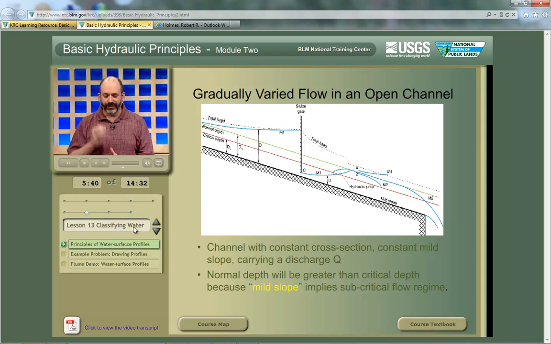But assume that's a mild slope, and the normal depth then is going to be greater than the critical depth, and you see that as the two lines that run parallel to the bed on the graph in front of you. The critical depth is above the bed and the normal depth is above the critical depth. Normal depth is greater than the critical depth because it's a mild slope, and that implies that it's a subcritical flow regime.